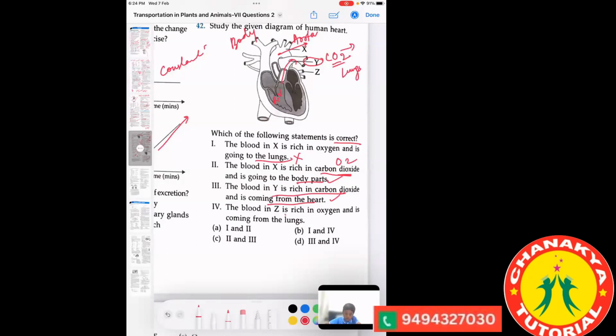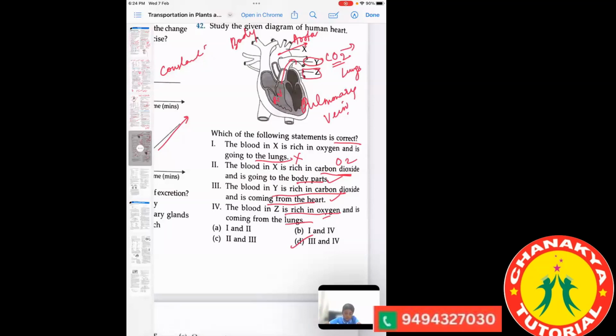Now, the blood in Z is rich in oxygen and is coming from the lungs. So what is this Z? This Z is the pulmonary vein. And what are they rich in? They are rich in oxygen and they are coming from the lungs. Again, true. So that is why the answer is third and fourth, which is B.